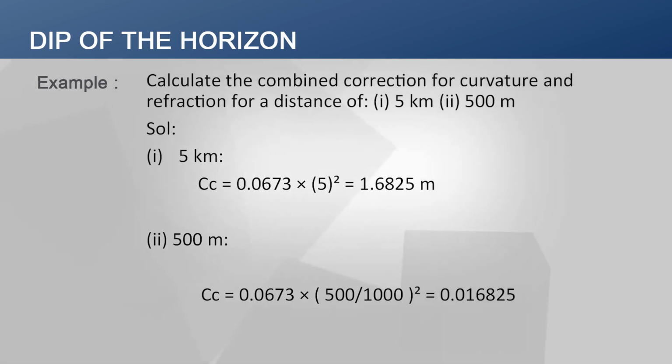for a distance of firstly 5 km and secondly for 500 meters. So, for the solution, first we will take 5 kilometers. Combined correction is given as 0.0673 into d square, where d is to be put in kilometers. So, it will be equal to 0.0673 into 5 square, which is equal to 1.6825 meters.